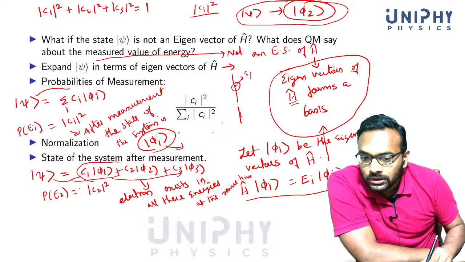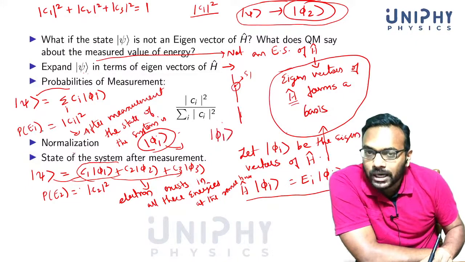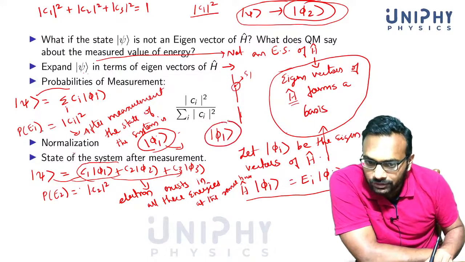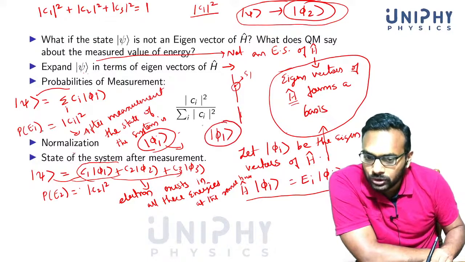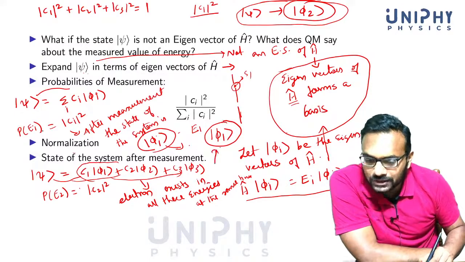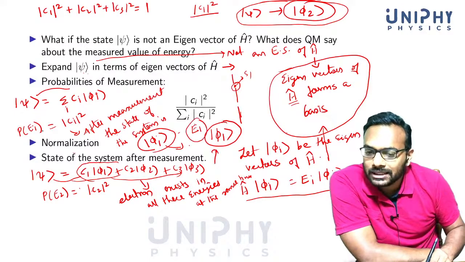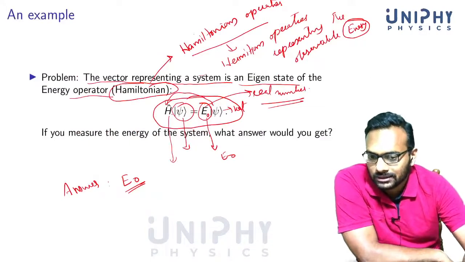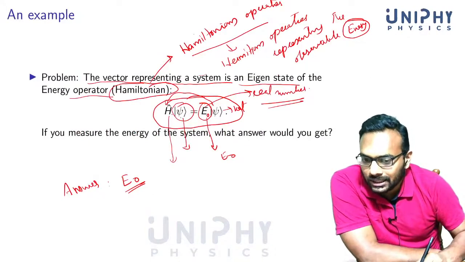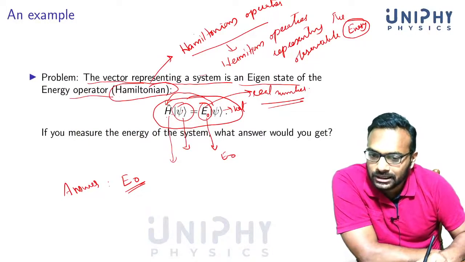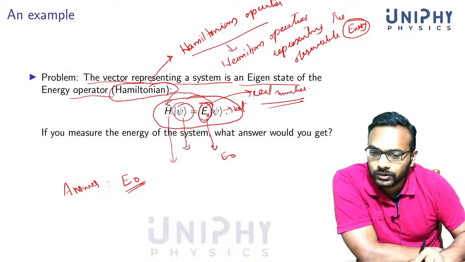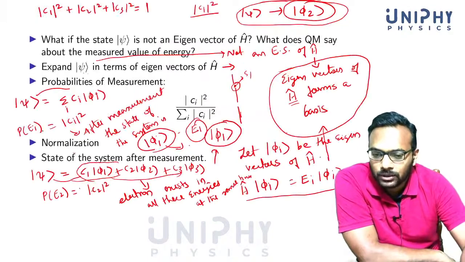Now, the new state of the system is phi 1, and we know that it's an eigenvector of the Hamiltonian corresponding to eigenvalue E1. If you now measure the energy of this system, you will always get E1, just like in the previous case. If it's in an eigenvector and you measure the energy, you will always get the corresponding eigenvalue with probability 1.